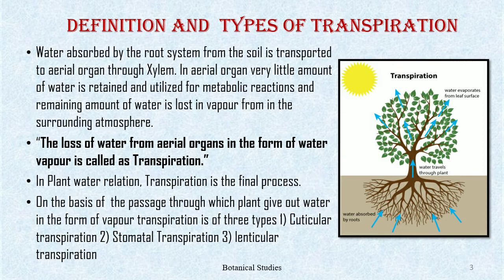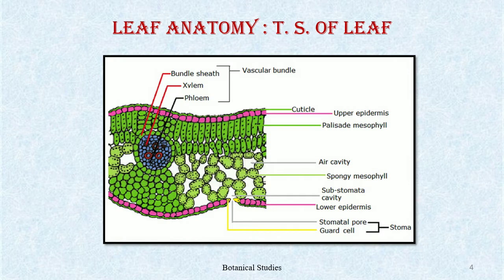In plant-water relationship, transpiration is the final process, on the basis of passage through which the plant gives out water in the form of vapor. Transpiration is of three types: cuticular transpiration, stomatal transpiration, and lenticular transpiration. Let us discuss first the leaf anatomy.